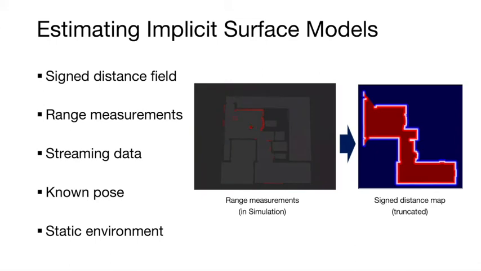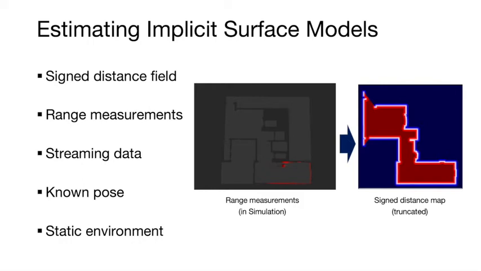The goal of this paper is to estimate an implicit surface model, or an implicit surface map of an environment. An implicit surface model can be represented by a signed distance field or signed distance function, where the surface is indicated by the zero crossing of the distance function. That means that locations or positions outside or in front of the surface have positive distance, and locations behind the surface or inside an object have negative distance.